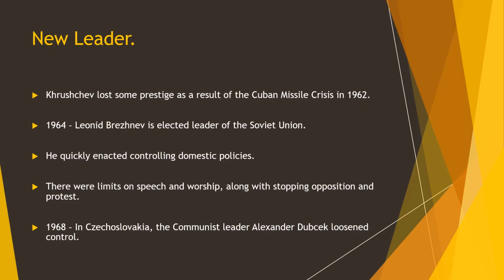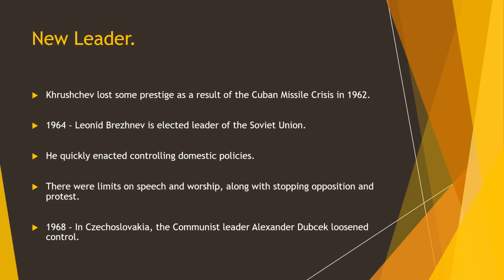Now, Khrushchev did lose some prestige as a result of the Cuban Missile Crisis in 1962. In 1964, Leonid Brezhnev was elected leader of the Soviet Union, and he quickly enacted controlling domestic policies, such as limits on speech and worship, along with stopping opposition and protest.